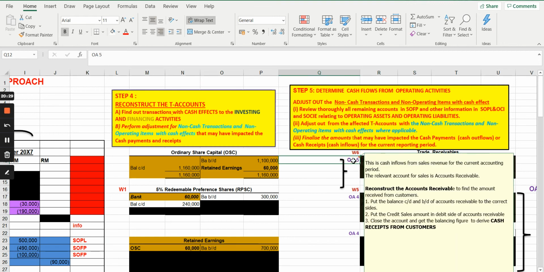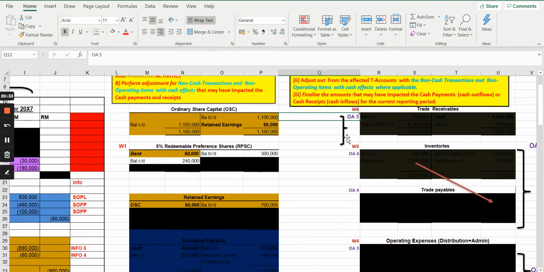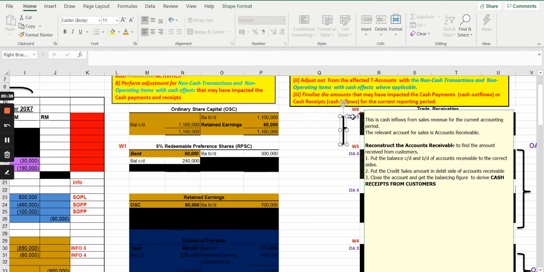We're going to construct our accounts receivable. If you construct your accounts receivable, you're trying to find out how much is the amount received from your customers. So you're going to put the balance carried down and balance brought down on the correct side. Then you're going to put the credit sales, I put the notes there, on the debit side of the accounts receivable, because sales are credit, accounts receivable are debit, right? And you're going to close off the account and you get the balancing figure.